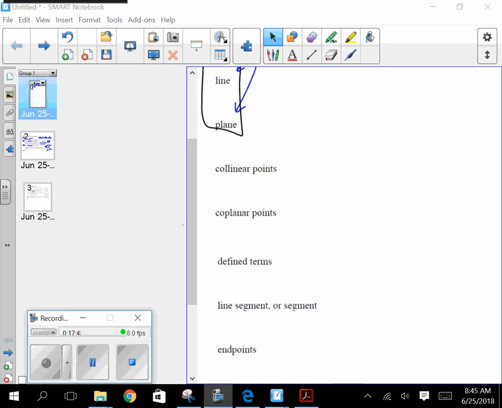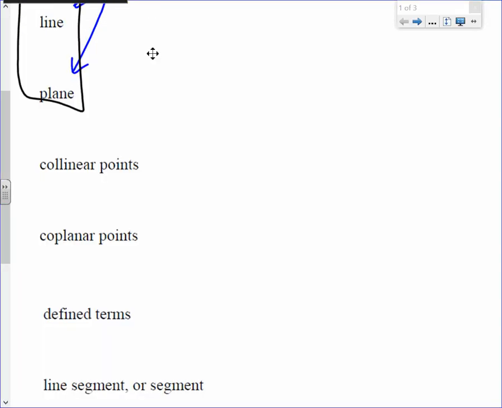Hold up. So on your notes, collinear points. Look at the word co. Co means together, like co-ed, company, corporation. The prefix co means together. The word linear, it's got the word line in it. So collinear points are just points on the same line. Very straightforward definition.